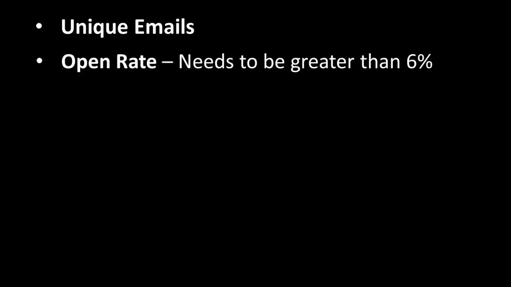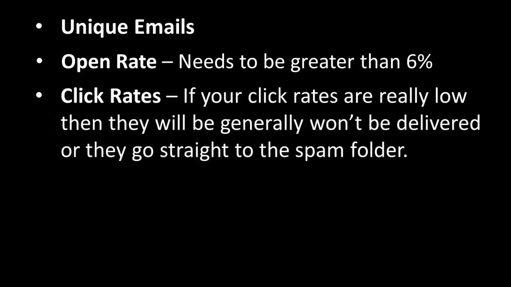So the open rate really needs to be a little bit greater than 6% on your emails, because this will then clarify with Gmail and other providers that it is something people are interested in, so they'll start to deliver more of those particular emails. So the next one is click rates, right? If your click rates are really, really low, then they generally won't be delivered at all, or they're just going to go straight to the spam folder.